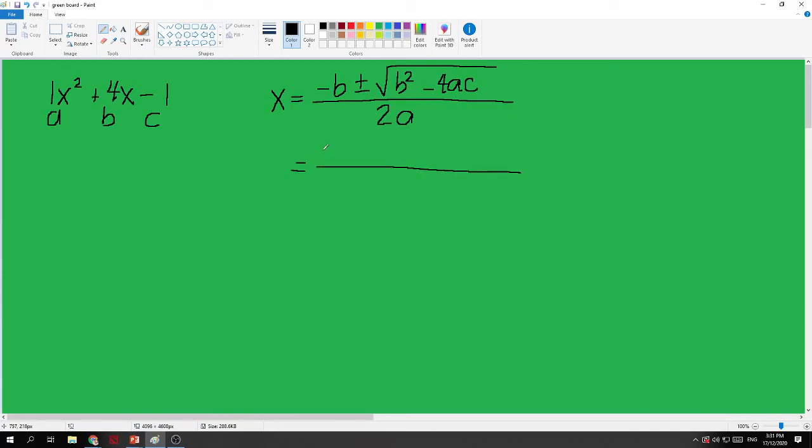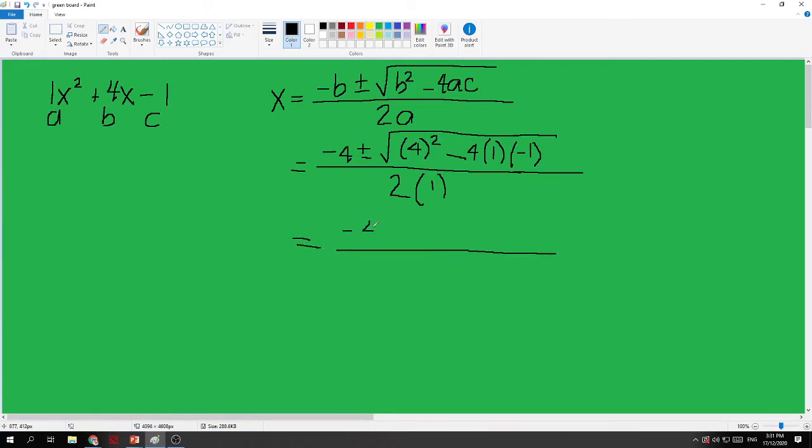Now substitute everything in your quadratic formula. So this becomes, you tell me what to write here. This is now negative 4, plus minus the square root of 4 squared minus 4 times 1 times negative 1, all over 2 times 1. Okay, let's simplify everything first. Let's do what's inside the radical sign. So we have 4 squared is 16. Negative 4 times 1 times negative 1, plus 4, all over 2.